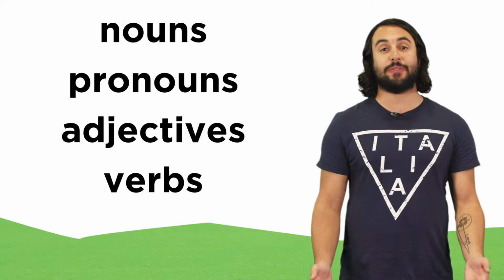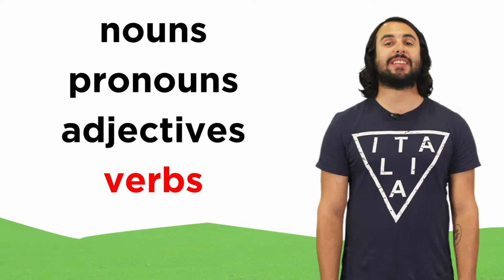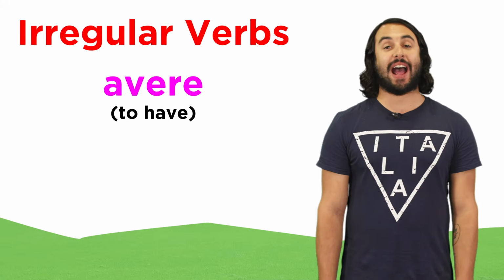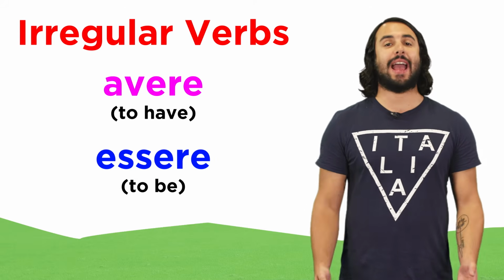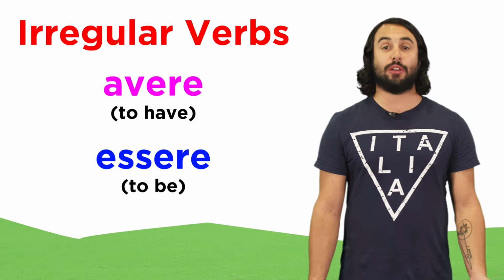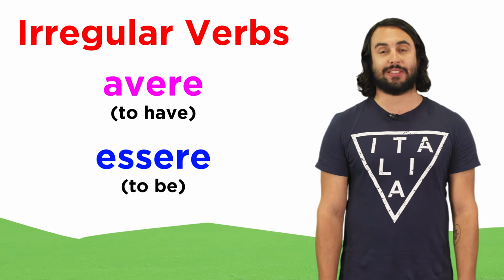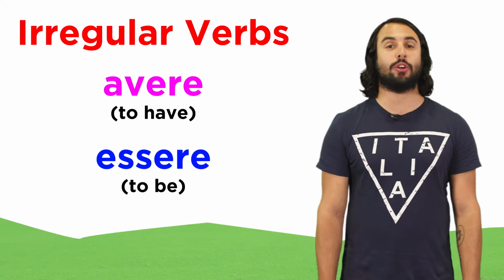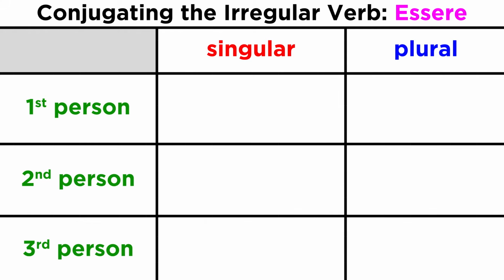We've learned about a few different parts of speech, and now it's time to dive into those dreaded verbs. We already learned about avere, so now let's learn about essere, which is another irregular verb. Don't worry, the regular verbs will seem easy after this, but essere is so widely used that it's important to learn right away. First, let's learn all the forms of essere.